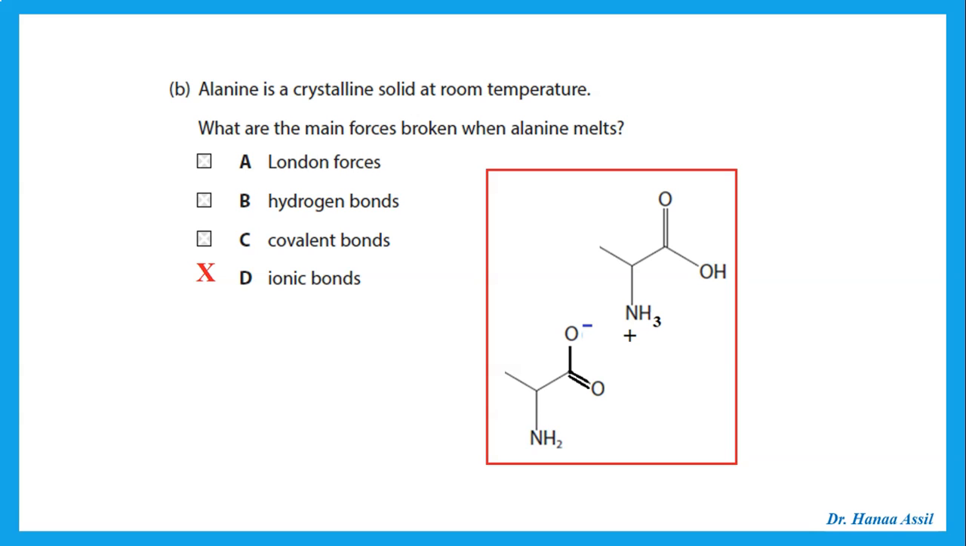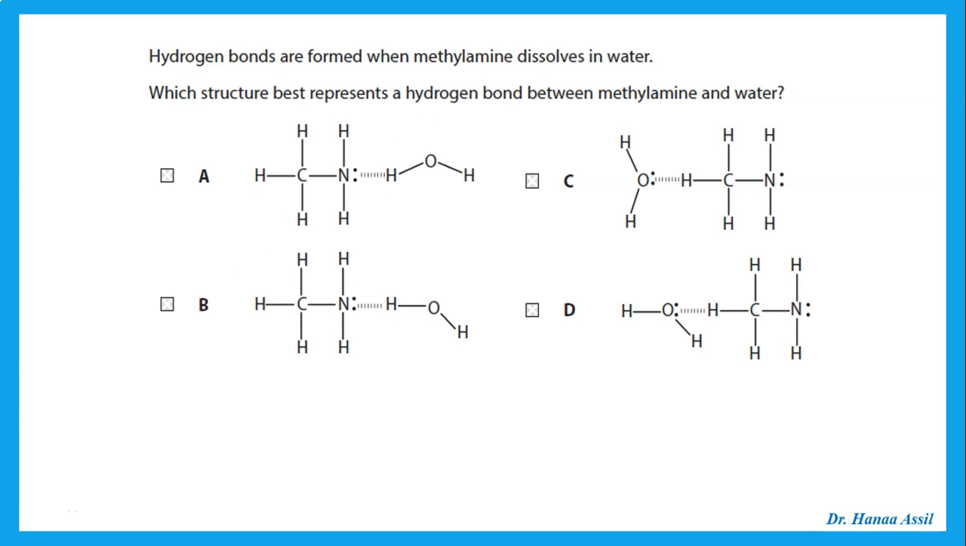Hydrogen bonds are formed when methylamine dissolves in water. Which structure best represents a hydrogen bond between methylamine and water? You should remember that hydrogen bonds are formed if we have a hydrogen bonded to an electronegative element. So the hydrogen of one molecule is attracted to the electronegative element of the other molecule, and the bond has to be a straight bond in which the angle around the hydrogen is 180.